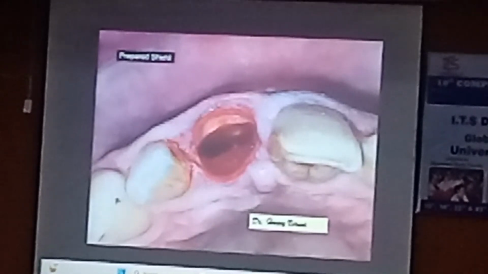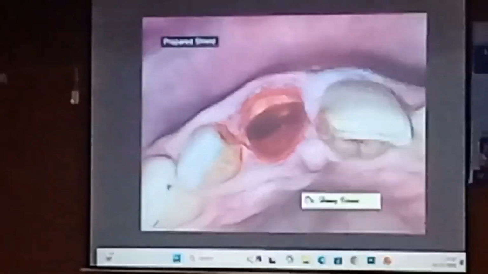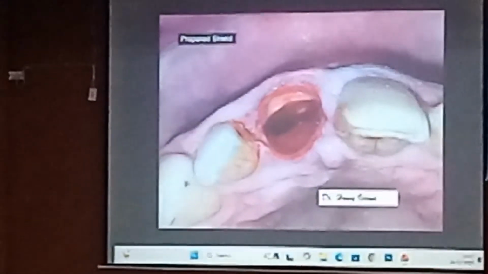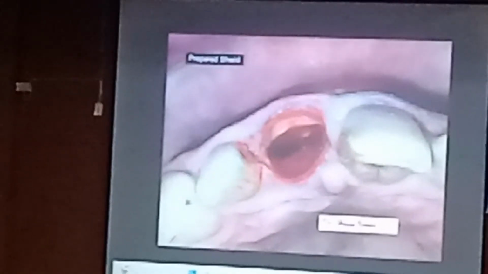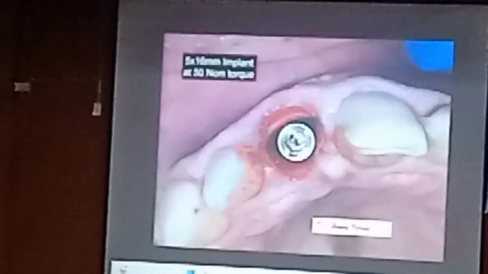I again repeat, this part of the root is not till the apex. It is only in the coronal part. I will show it in the IP also, right? And then you put an implant, right? Now see, the thing to be noticed is there is a potential gap between my implant and my prepared shield. Why?